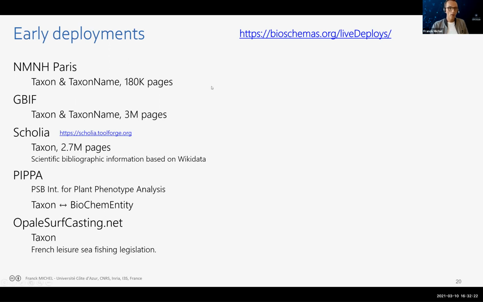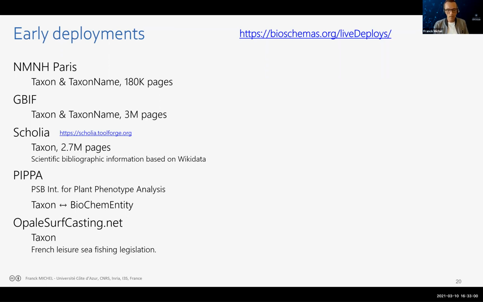Now, just to give a few other examples, Scholia is a website that creates profiles for researchers, organizations, journals, and scholarly works based on Wikidata. It dynamically queries Wikidata to generate web pages, and it annotates the pages with the Taxon term whenever they talk about some specific species or any taxon. Another very different example is PIPA, which is the website of a plant phenotyping experimentation.